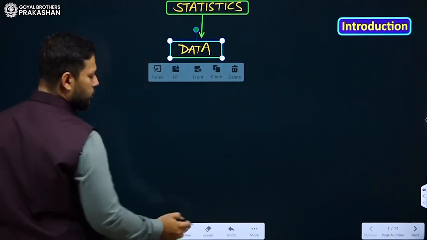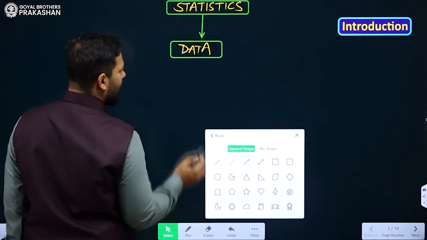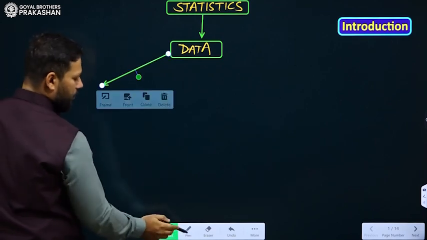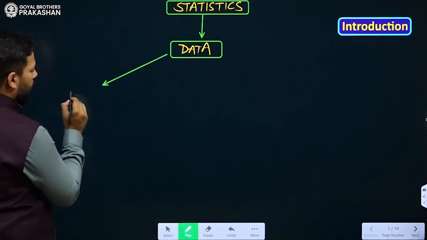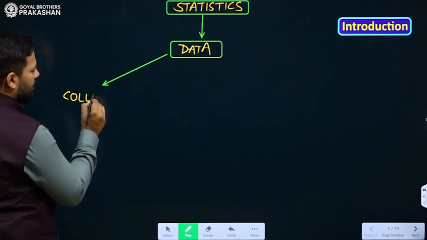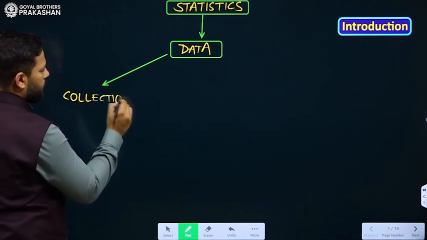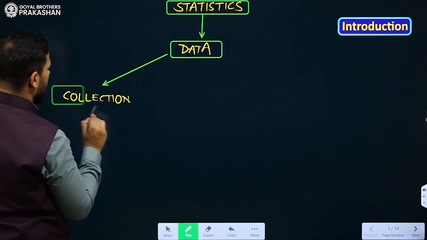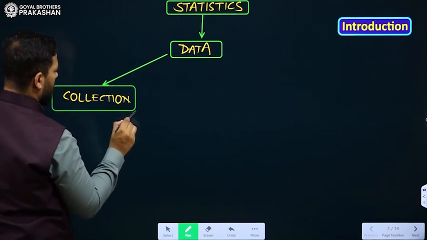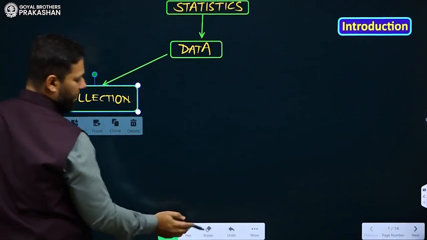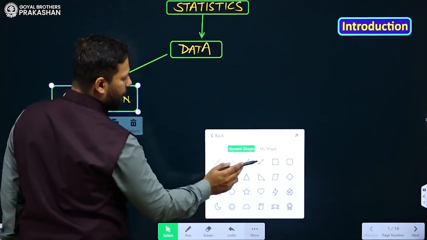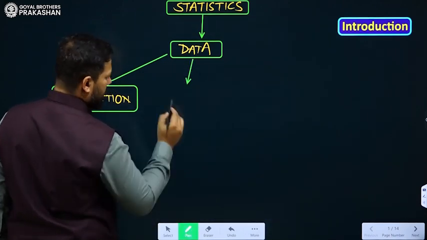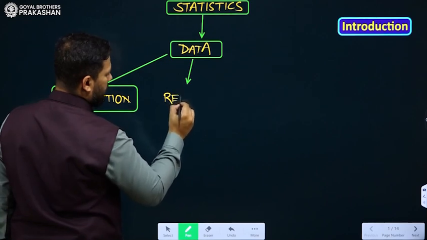So statistics deals with the data, and data is processed in four major ways. The very first thing is that we need to collect data. So the first aspect of data is its collection, right? Once we have collected the data, we need to represent it so that it becomes easily understandable for everyone. So the next aspect of this data is to represent it. Next thing is representation.